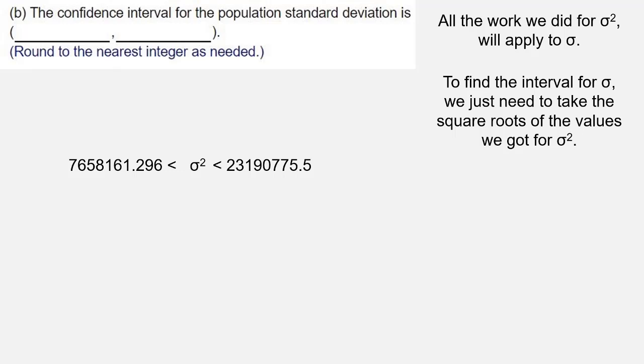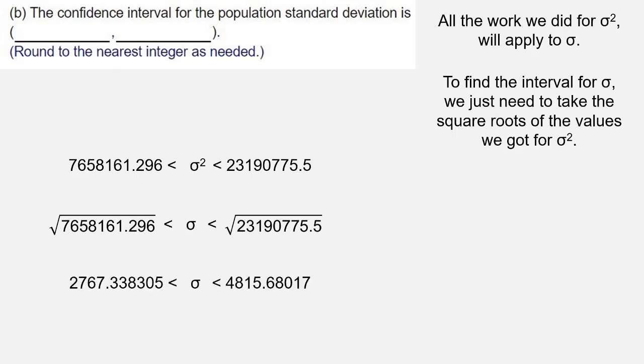So we had this inequality for the variance. We take the square root of all three parts. When we take the square root of the sigma squared in the middle, it's just sigma, our population standard deviation. And we use our calculators to simplify. We get 2767.338305 is less than sigma, which is less than 4815.68017. Rounded to the nearest integer, we have 2767 to 4816. That's our confidence interval for the population standard deviation.